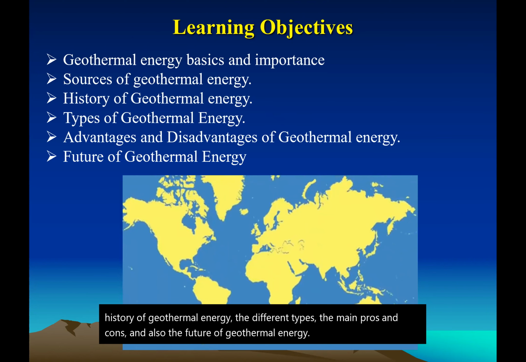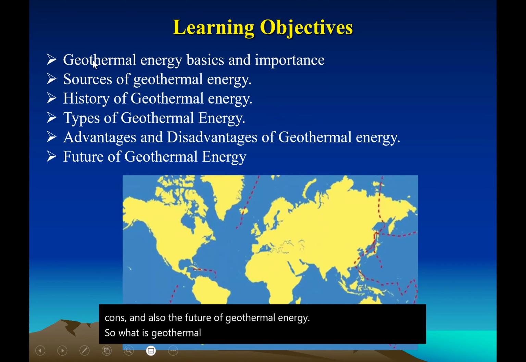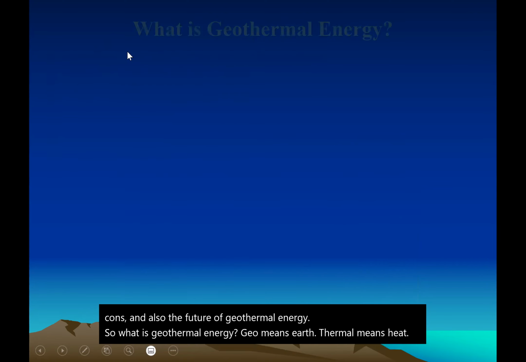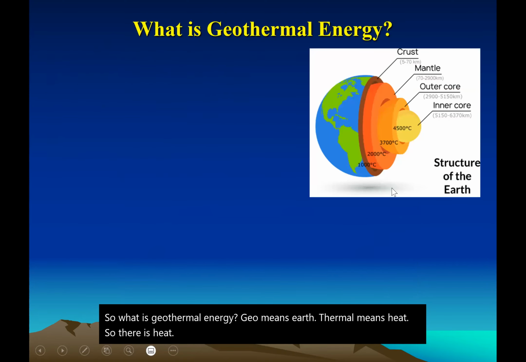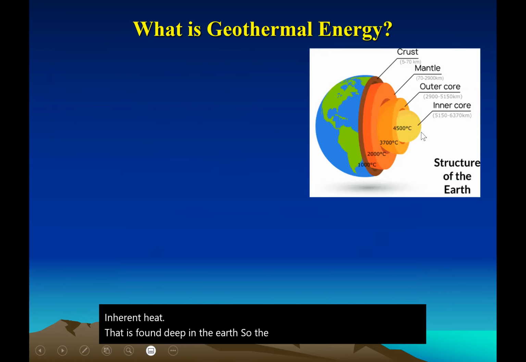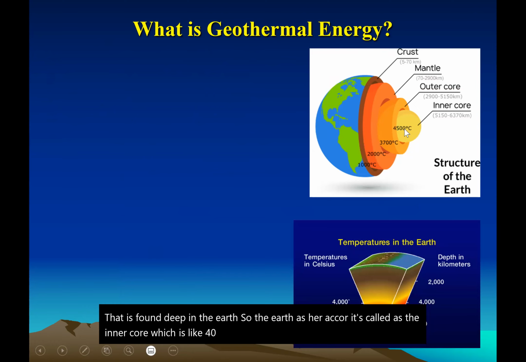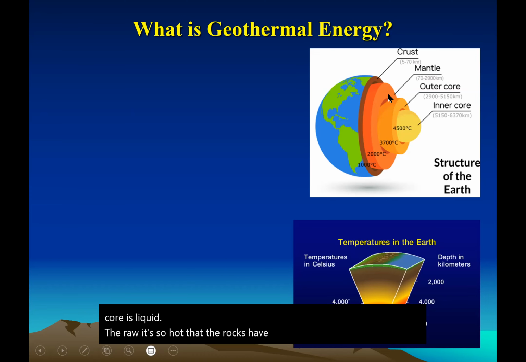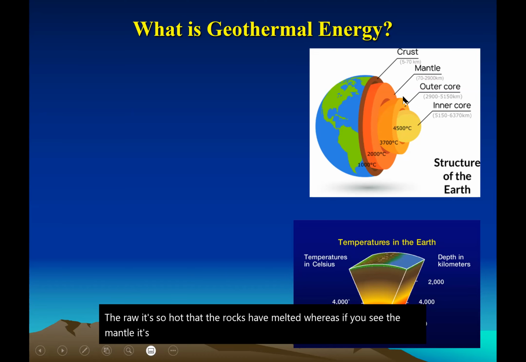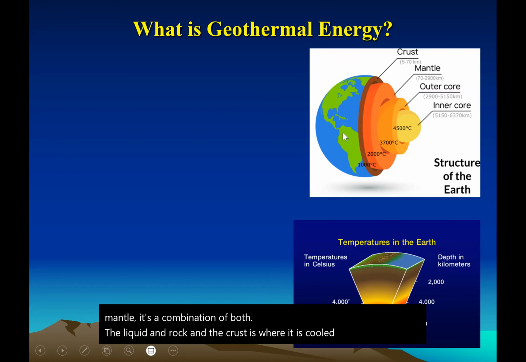So what is geothermal energy? Geo means earth, thermal means heat. So there is inherent heat that is found deep in the earth. The earth has a core, called the inner core, which is about 4,500 degrees centigrade, very hot. The outer core is liquid. The rock is so hot that the rocks have melted. Whereas the mantle is a combination of both the liquid and rock. And the crust is where it is cooled enough so that life can exist.